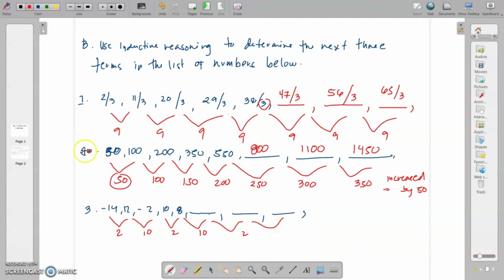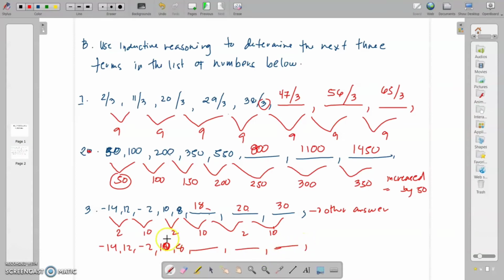So, 2, 10, 2, 2, 10. Okay. So, 8 plus 10, 18, then 20, and 30. So, that's one answer. And the other, negative 14, 12, negative 2, 10, 8. So, what's the answer?